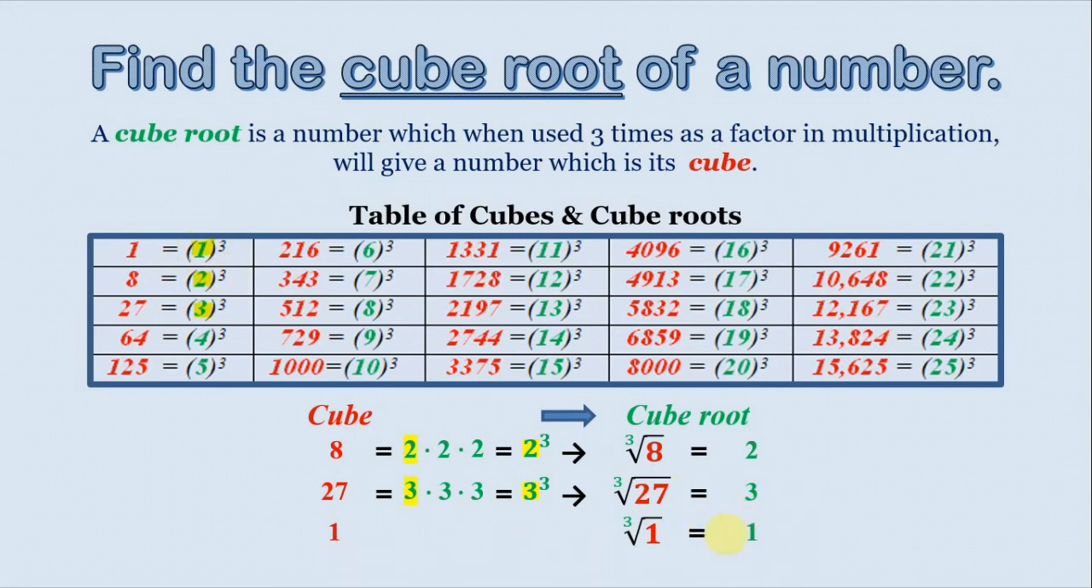That is because when 1 is used as factor 3 times in multiplication, such as 1 times 1 times 1, it shall give us the number cube 1. Therefore, the cube root of 1 will also be 1. Cube 1 can also be expressed as cube root 1 raised to the third power.